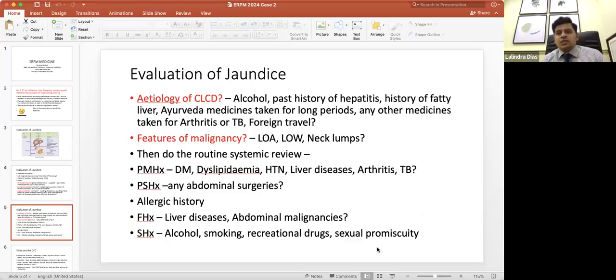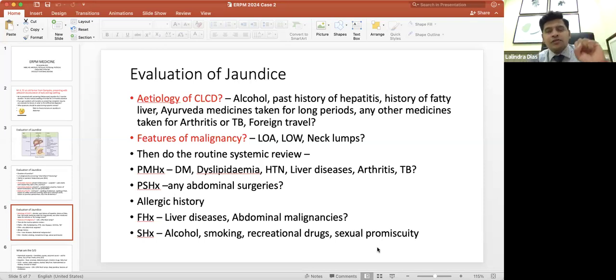Then we need to ask about the etiology of cirrhosis. Now, say, for example, you found this patient has got cirrhosis. Then you have to ask for the etiology of cirrhosis. What are the etiologies of cirrhosis? As I told you, history of fatty liver disease, like NASH, history of alcohol consumption, you must ask the patient. Now, alcohol history, usually we get it under social history.